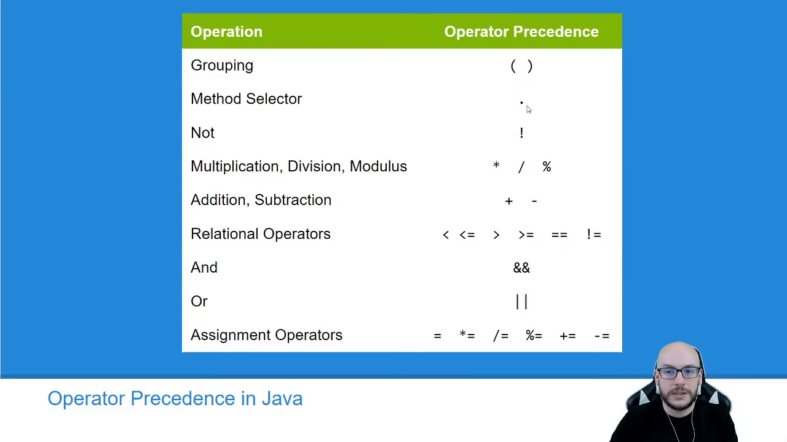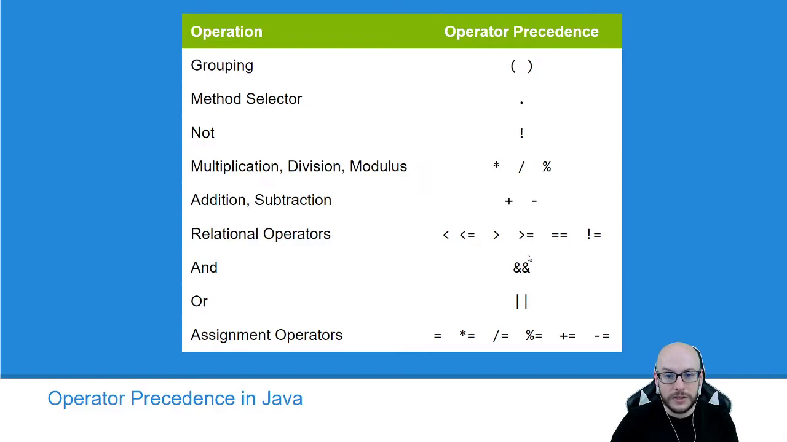Our method selector, this is whenever we're calling methods or commands. Not, one of our logical operators, is actually super high. We see our multiplication, division, and modulus are all on the same precedence level. Of course, addition, subtraction beneath that. Relational operators. Then we get to and, or. And this is important. And actually has a higher level of precedence than or.